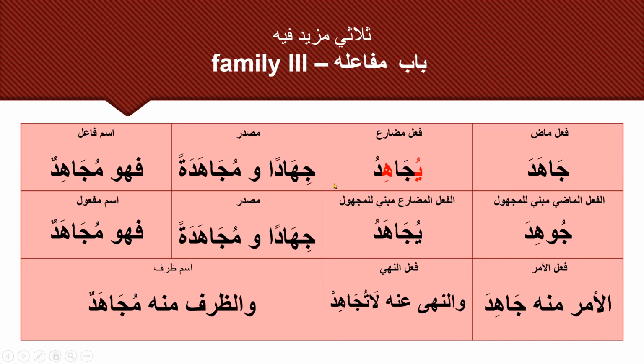Jahada, Yujahidu. Please just notice the highlighted letters. Jahada, Yujahidu, Jihadan wa Mujahadatan. This family has two masdars, Jihadan wa Mujahadatan. Fahuwa Mujahidun.